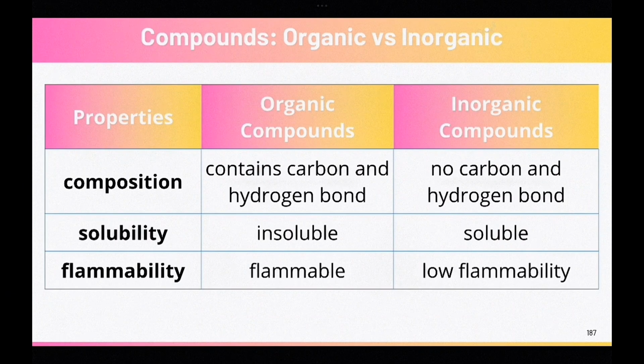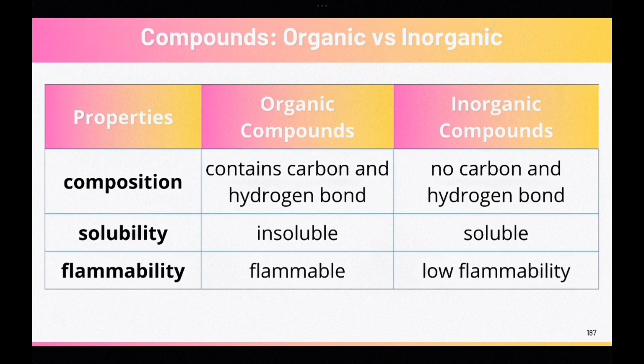To make it simpler, we have the different properties, and we categorize them as either organic or inorganic compounds. First, we have the composition, which contains carbon and hydrogen for the organic, and no carbon-hydrogen bond in inorganic. For solubility, the organic is insoluble.